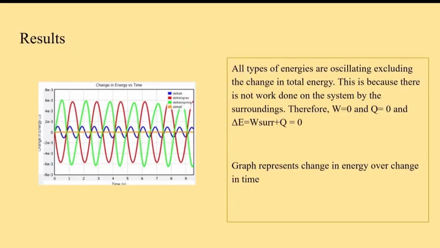So for the first part of results, we have the change in energy versus change in time graph. All the energies are oscillating excluding the change in total energy. This is because there is not work done on the system by the surroundings. Therefore, W and Q equals 0, so delta E equaling work surroundings plus Q also equals 0. This is why delta E, or the orange line, stays at 0 the entire time.